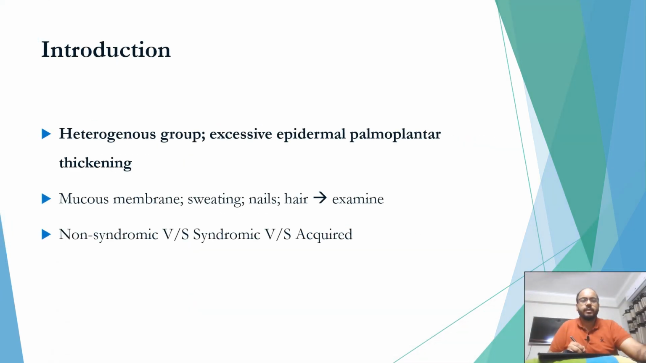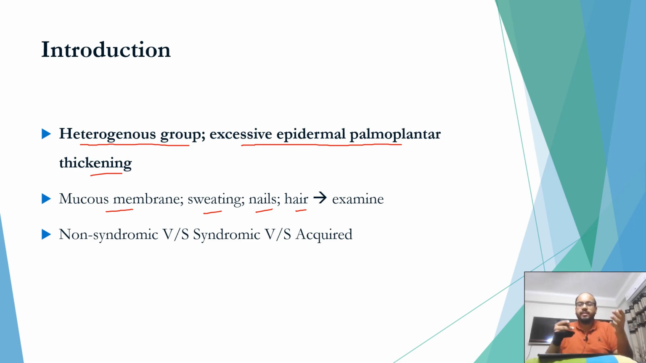Now, palmoplantar keratodermas are a heterogeneous group. That means it's a collection of different types of diseases presenting with a common symptom of palmoplantar keratoderma. Now, what is palmoplantar keratoderma? It is excessive epidermal palmoplantar thickening. So it is thickening of the palms and soles. That is what it is. Other areas that can be involved are mucous membrane, sweat glands, nails, and hair. So you need to examine these structures also.